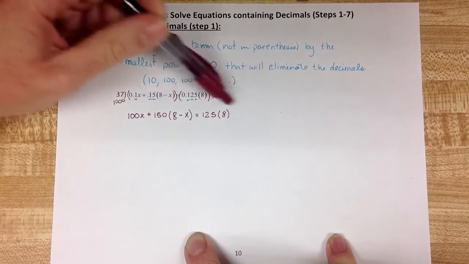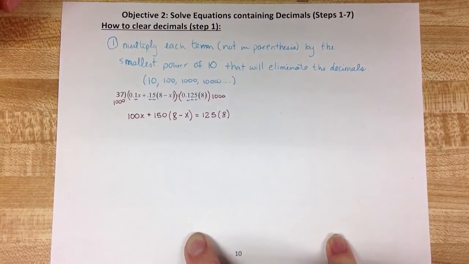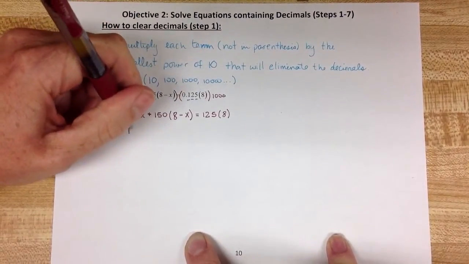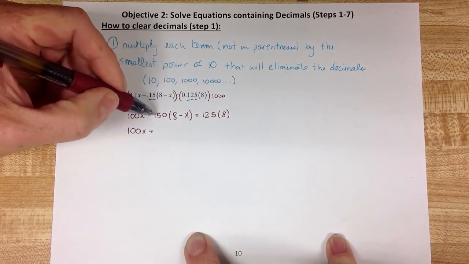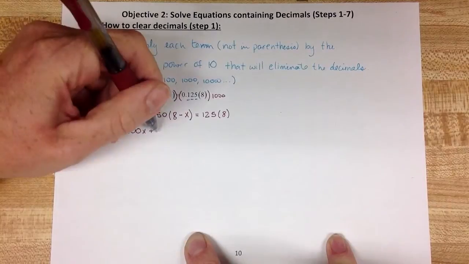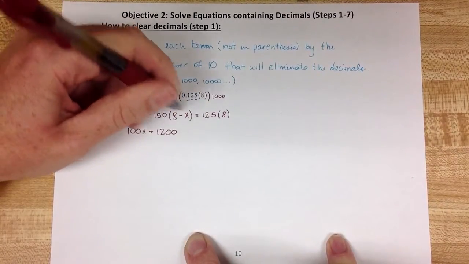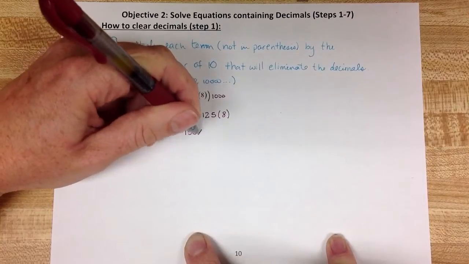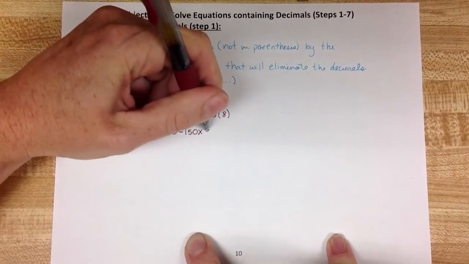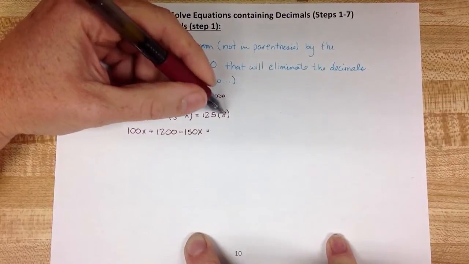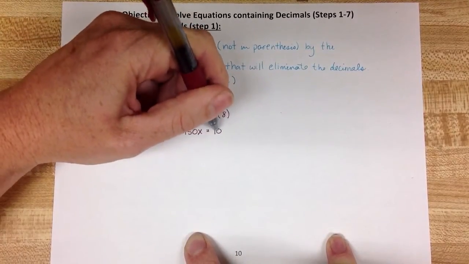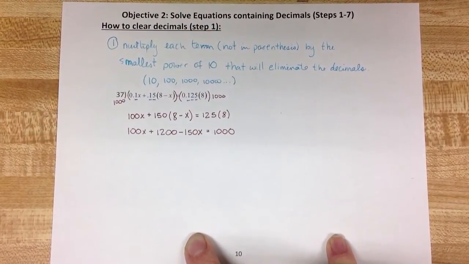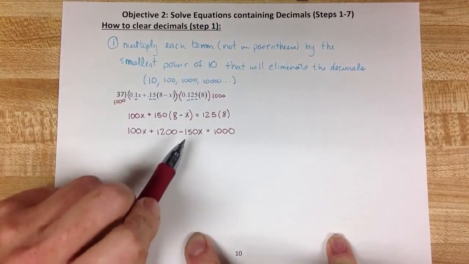The 8 is in parentheses, so we'll just copy it down. Now that I've gotten the decimals to go away, I can solve this equation the same way that I have solved all the other linear equations. So I'll have 100x plus, let me think about this. Well, 2 times 150 would be 300, and then I would need 4 of those. So it looks like it's going to be 1,200 minus 150x. And on the other side, 125 times 8, multiplying it by 2 or doubling it gives me 250. I need 4 of those. So that's going to become 1,000. The numbers look pretty big, but they're going to get small quickly.